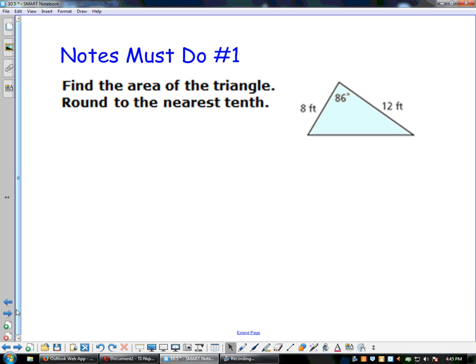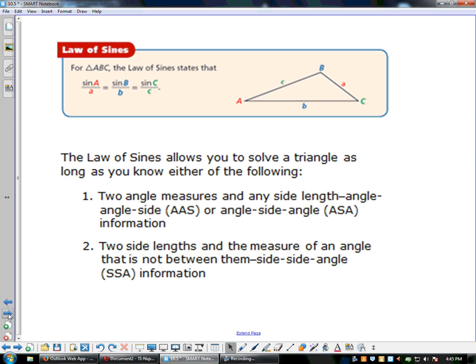Here's your first must do, doing the same idea. Find the area of this triangle given that we have a side of 8 feet, one side of 12 feet, and the angle in between them is 86 degrees. Okay, so that brings up the law of sines.